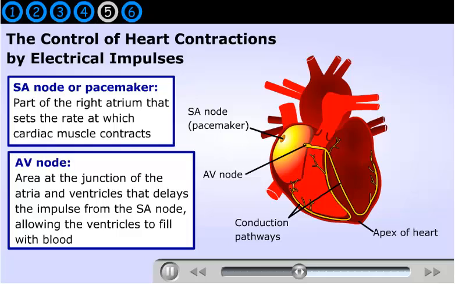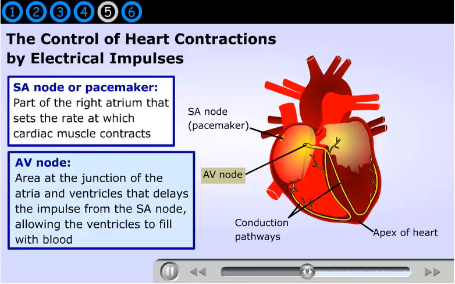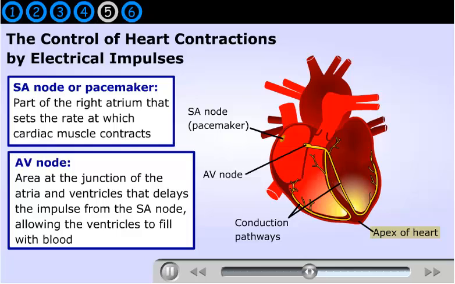These impulses don't pass across to the ventricles in a wave. Instead, they move to a second node called the AV node at the junction of the atria and the ventricles. Here the impulses are delayed for about 1/10 of a second, enabling the ventricles to fill with blood. The impulses then shoot down to the apex of the heart via a series of specialized muscle fibers that form a conduction pathway, and the impulses then spread over the ventricles from the apex back toward the ventricles.